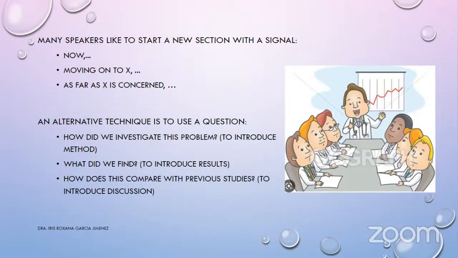Another way to start a new section with a signal could be "Now we are going to see," or "we are going to check," or "moving to X," or "moving to this second point," or you can say, "as far as this result is concerned, we can find," and then, right? These are expressions that show us that the topic is opening and giving us more details. An alternative technique to use, of course, is questions.